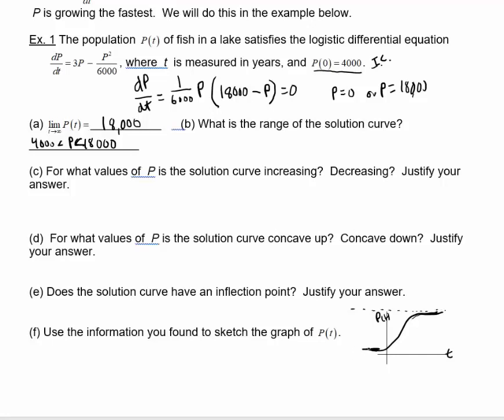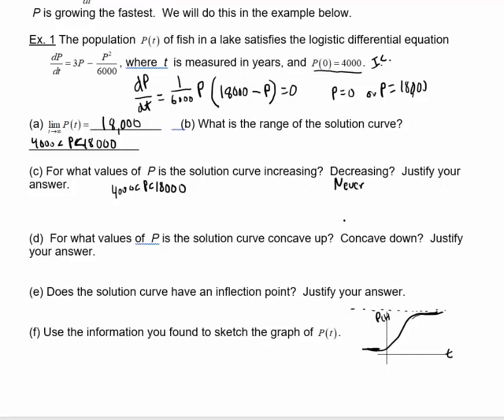Okay. Looking back at the graph, another thing you can see is it's increasing at an increasing rate. So it's increasing and concave up until you get to about that point right there. That's a point of inflection on this graph, and then it goes to increasing and concave down, or increasing at a decreasing rate as well. So for what values of p is the solution curve increasing? Well, that would be all values. So that would be from 4,000 to 18,000, because this graph is always increasing. And you'll notice this says values of p, not values of t, so I'm looking at the y values in this case. Decreasing would be never.